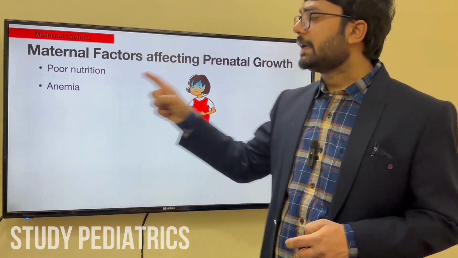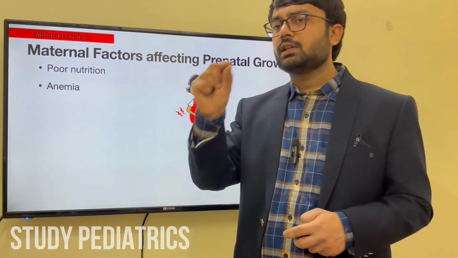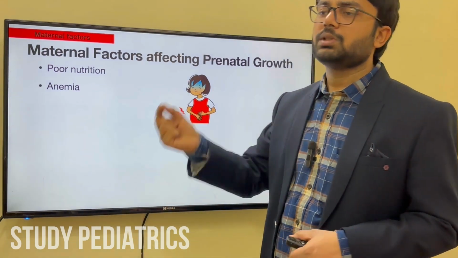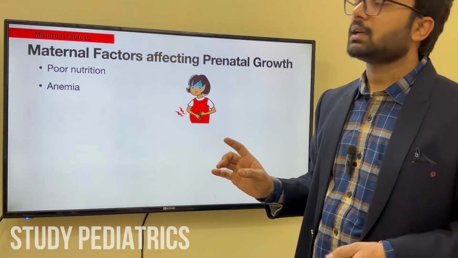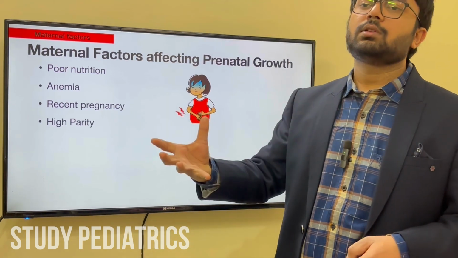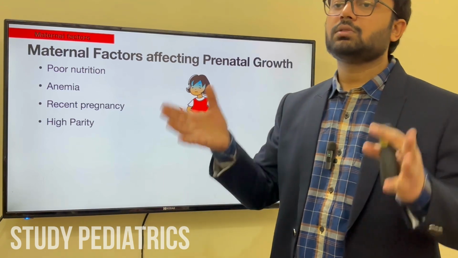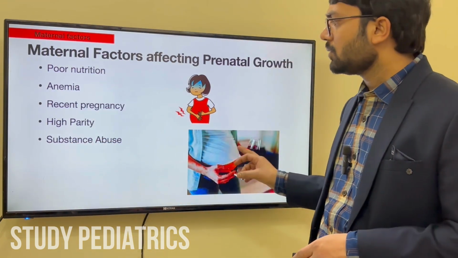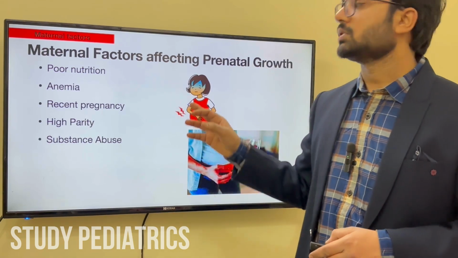Next comes the anemia. Anemia during pregnancy. You know that each and every nutrient is carried to the baby through the blood. If the blood is less, then the nutrition provided to the baby is less, the growth is less, the development is less. So anemia needs to be corrected. Next is recent pregnancy. If there are more number of children, the more number of children leads to less focus on each individual, less nutrition to each individual, hence leads to poor development.